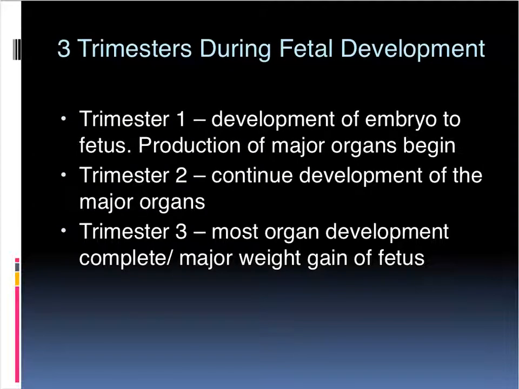There are 3 trimesters during the development of the fetus. During trimester 1, we have the development of the embryo to the fetus, and the production of the major organs begins. In the second trimester, or trimester 2, there's continued development of the major organs. In the third trimester, trimester 3, most organ development is complete, and it's the major weight gain for the fetus.